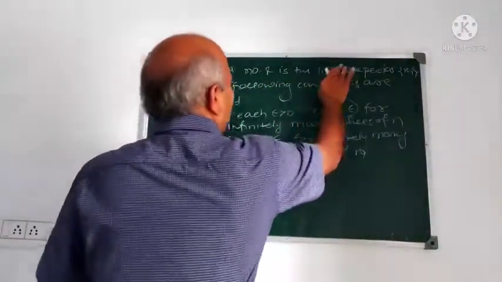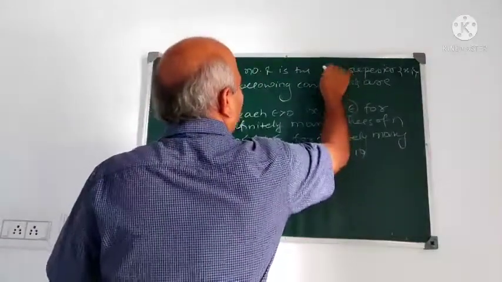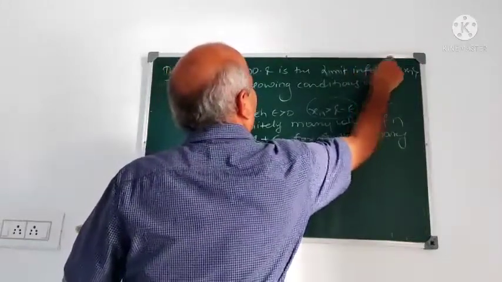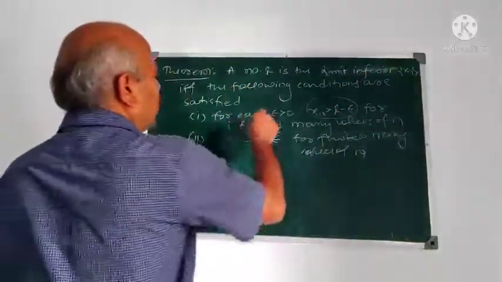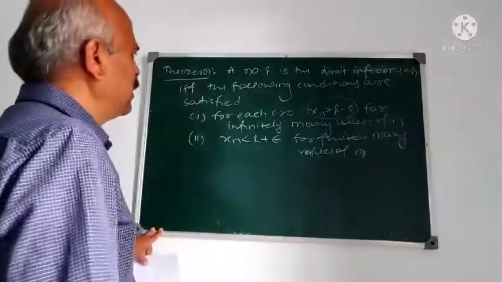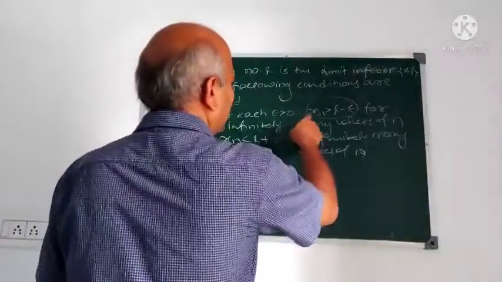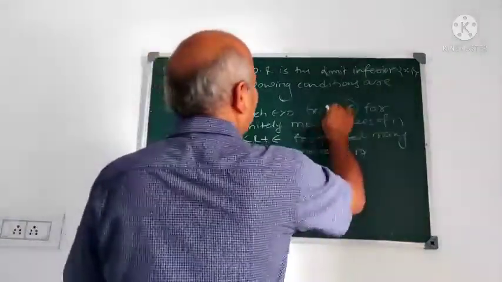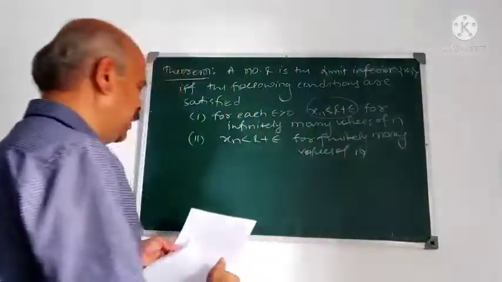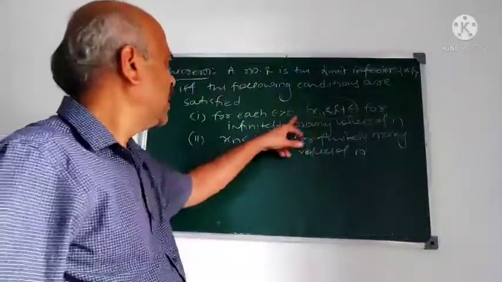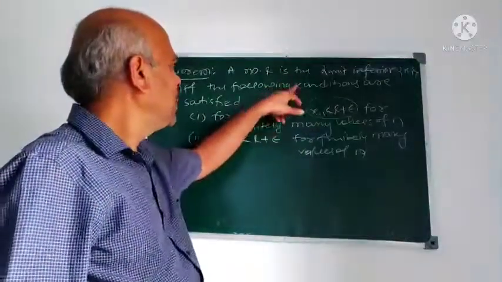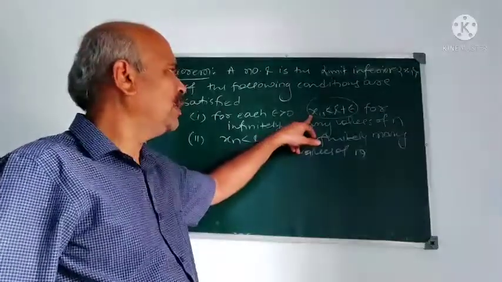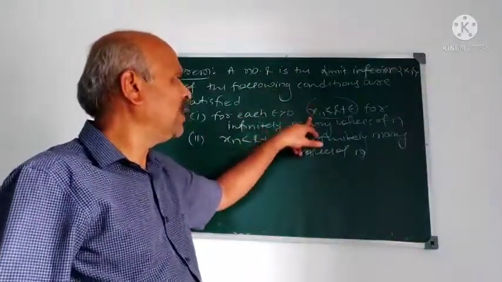Similarly, a number L is the limit inferior of Xn if the following conditions are satisfied. For each epsilon greater than 0, Xn is less than L plus epsilon for infinitely many values of n. What do you mean by limit inferior? The smallest limit point. L is the smallest limit point.